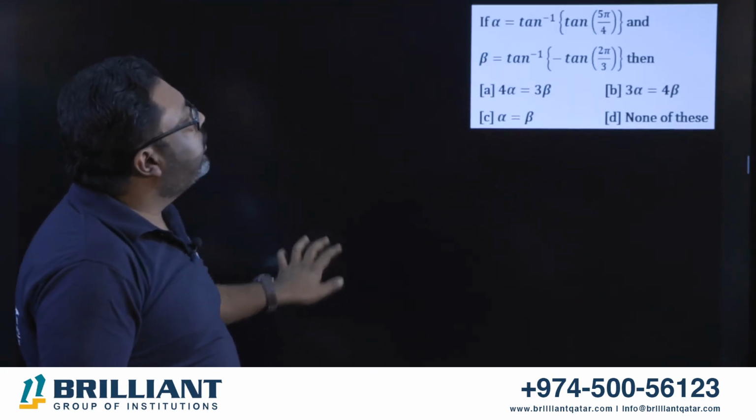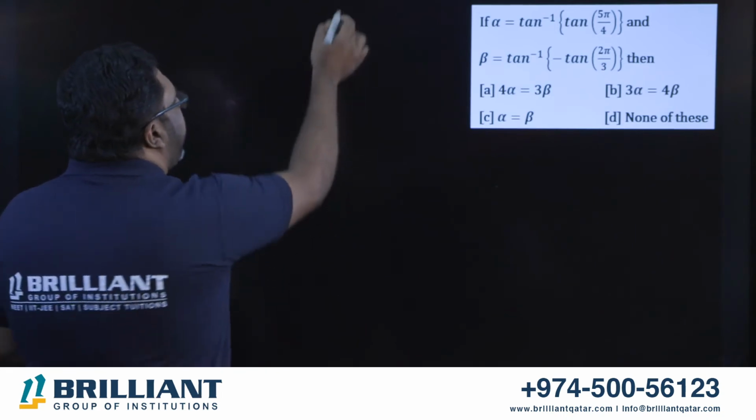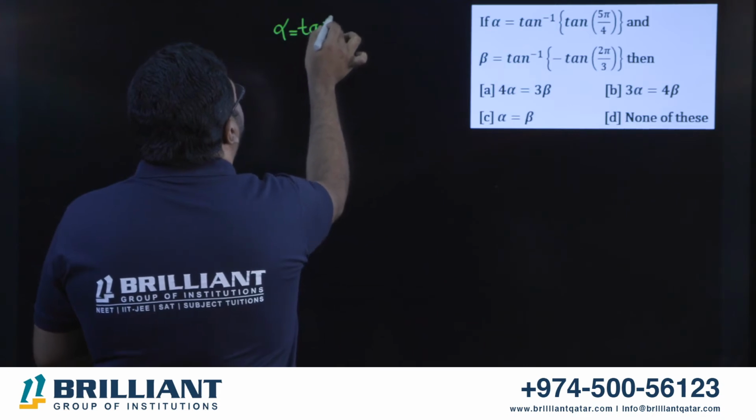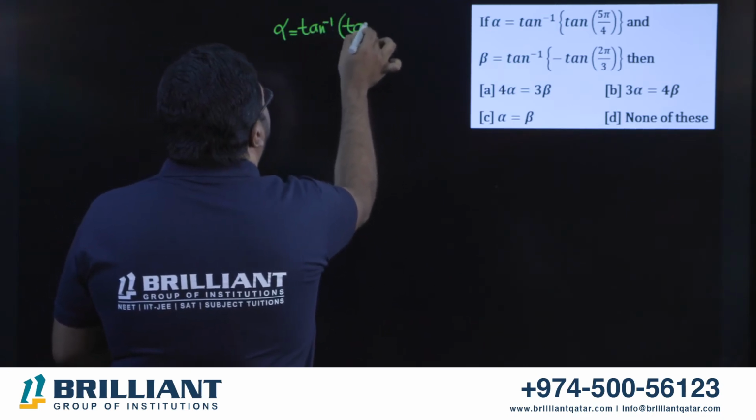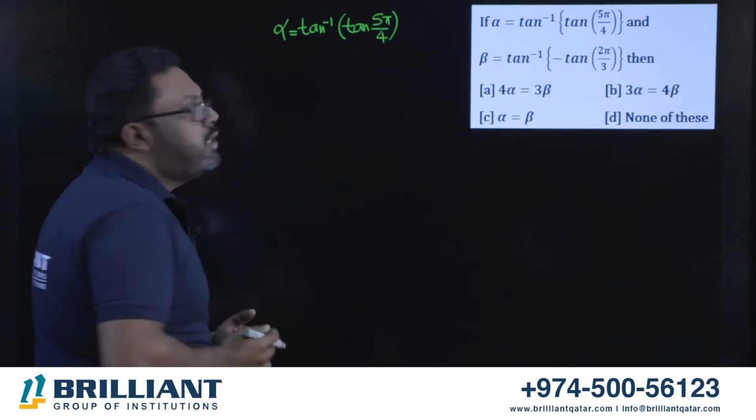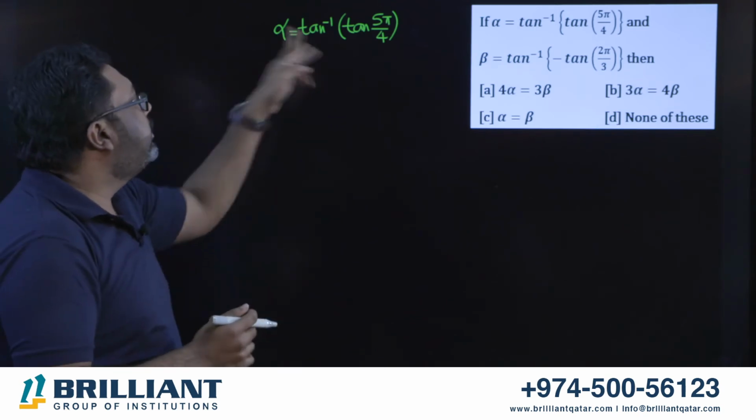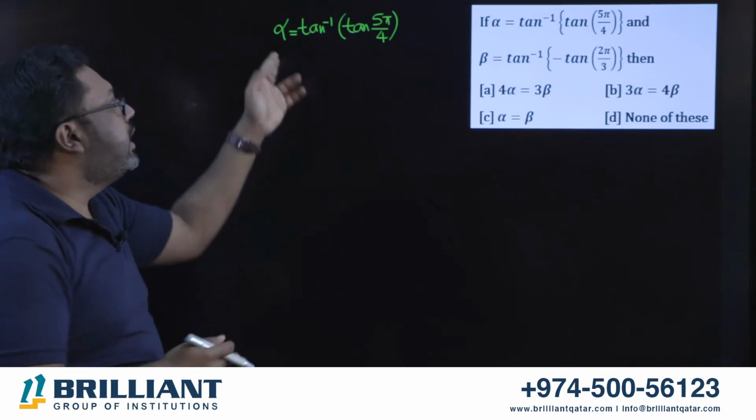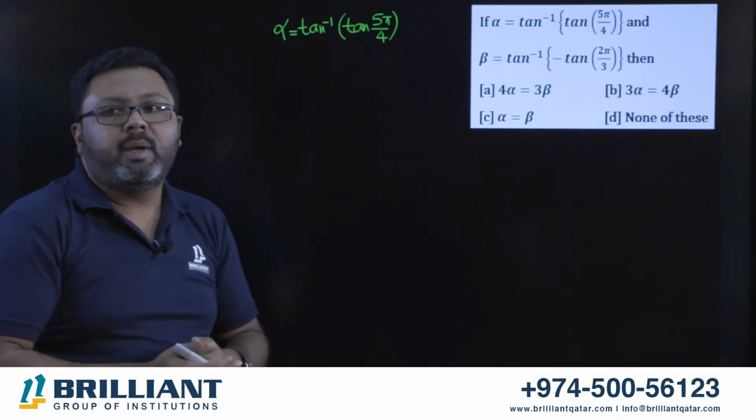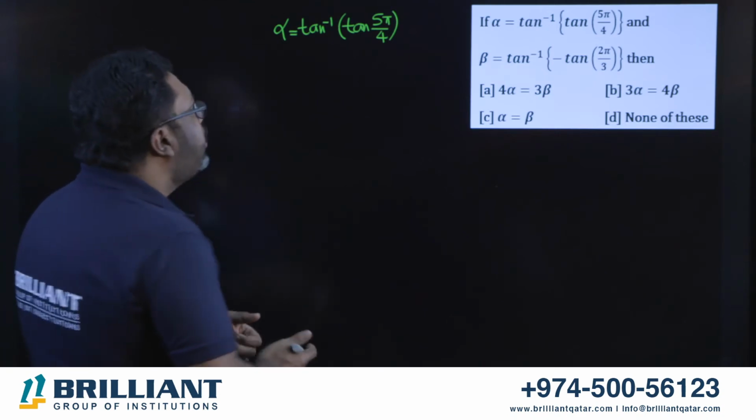Next, tan inverse of tan 5 pi by 4 is alpha. Simplify it first. Don't cancel it off right away. Nobody is going to give a question where you can directly cancel tan inverse and tan and write alpha is equal to 5 pi by 4. No, that is not going to happen. You have to reduce it.